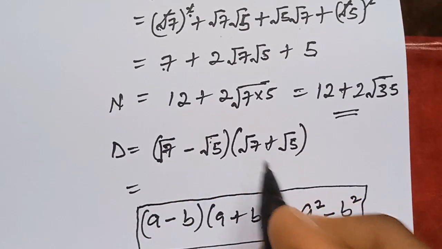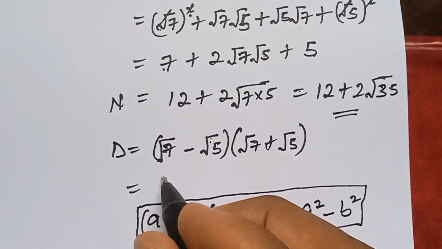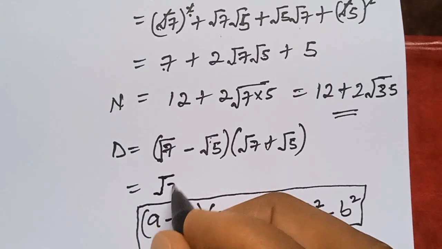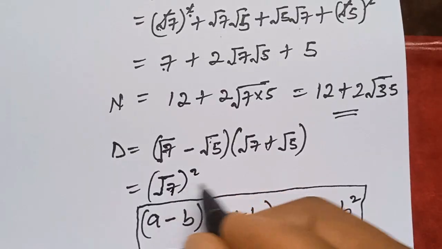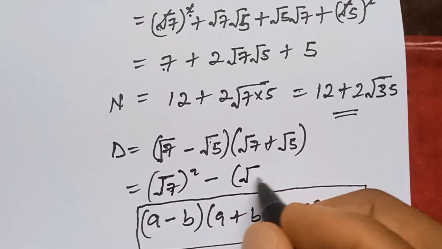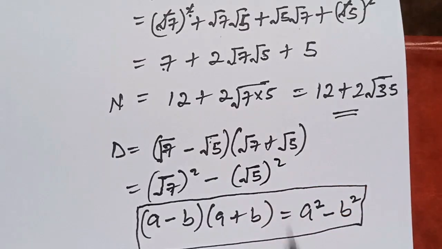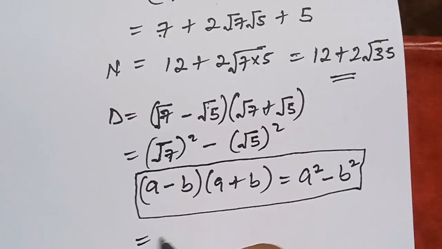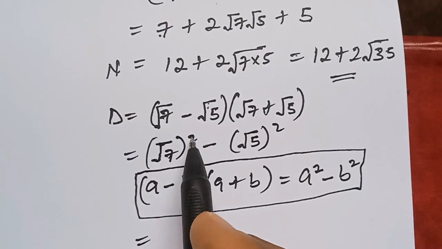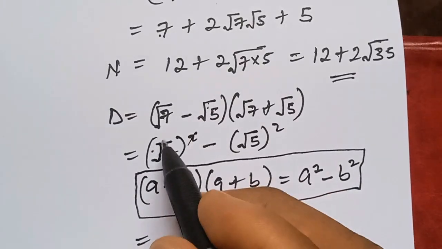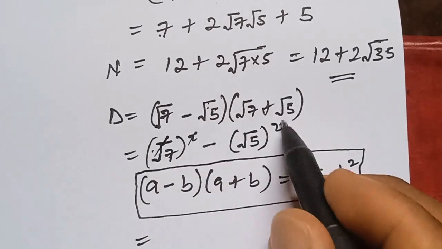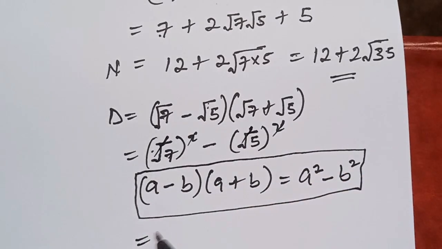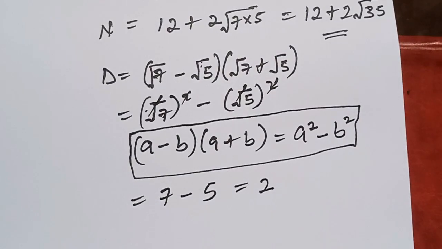So we can easily write this as square root of 7 squared minus square root of 5 squared. That will be equal to 7, because this square cancels this square root, this square cancels this square root. So we then have 7 minus 5, which gives us 2 as the denominator.